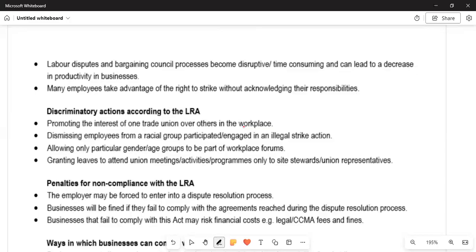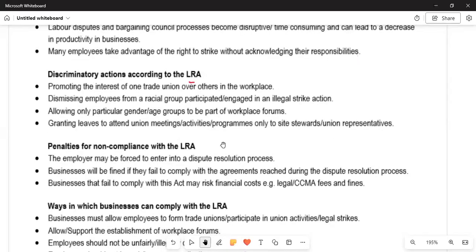And then we are saying this Labour Relations Act promotes the interest of one trade union over the others in the workplace. And number two, dismissing employees from a racial group that participated or engaged in the illegal strike action. And then allowing only a particular gender group to be part of the workplace forum. And then granting leave to attend union meetings, activities, or programs only to the shop stewards or the union representatives. And then it can be for 8 marks. And then if we are moving on, about the penalties for the non-compliance, which we did previously.